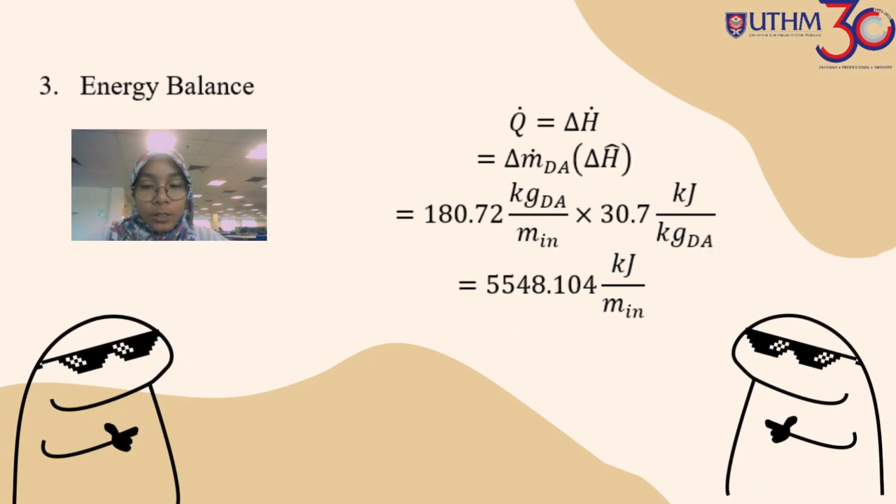For the last one is the calculation for energy balance, which is mass flow rate multiplied by delta enthalpy. So 180.72 multiplied by 30.7 will be equal to 5,548.104. And that's all from us.